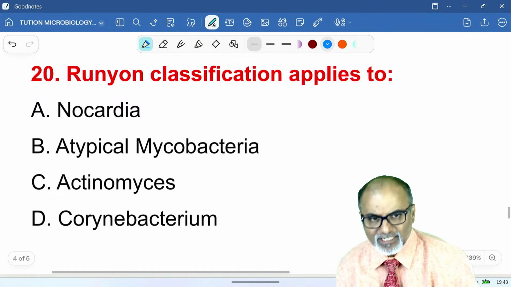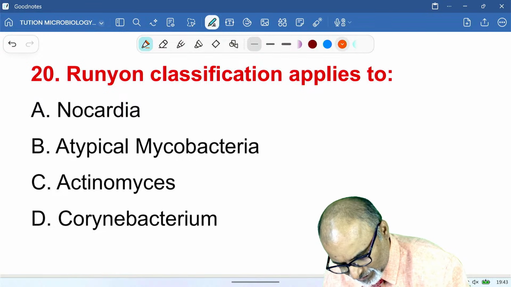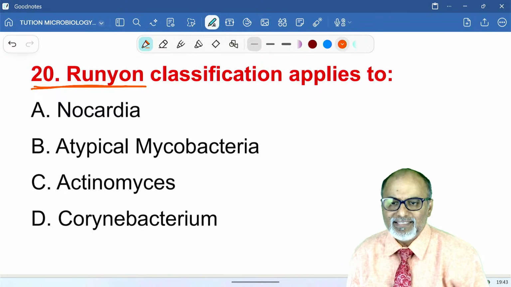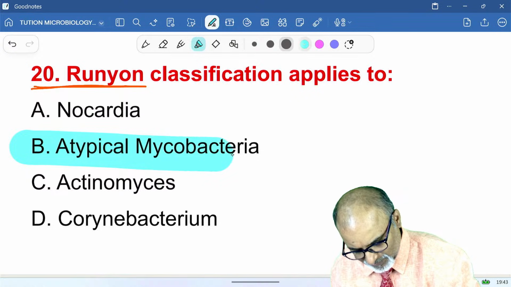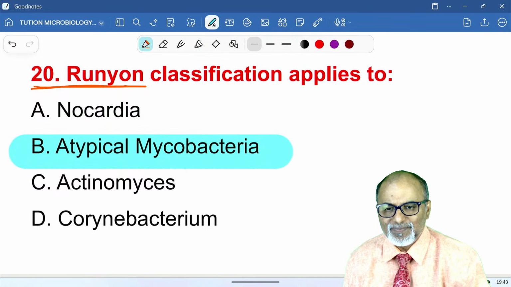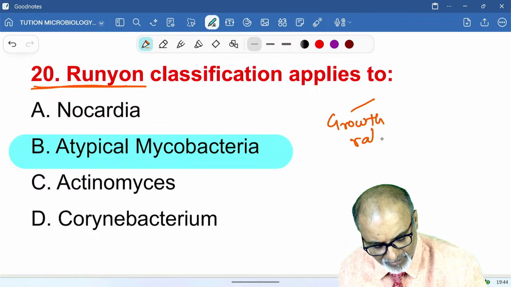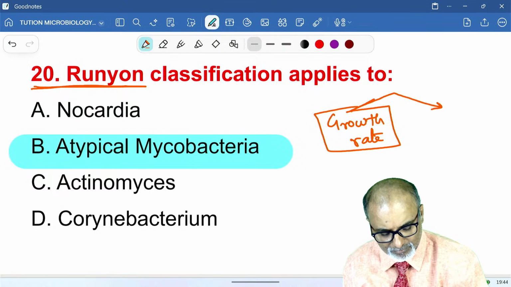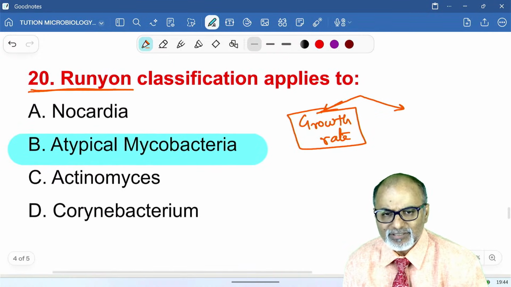Runyon's classification applies to atypical mycobacteria. Sir, what is Runyon's classification? Can you remember? We classify based on two criteria. One is growth rate. We have rapid growers and slow growers.